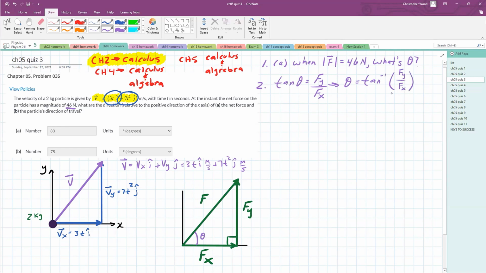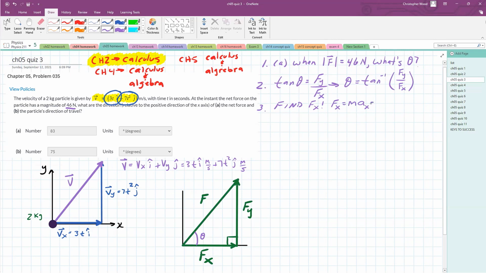Okay, so are we done? Let's see. No, because I don't know Fy or Fx. So let's start worrying about those. Find Fx. Time to find Fx. I know this. Newton's second law says Fx equals m times ax. Generically speaking, F equals ma. Specifically for the x dimension, Fx equals max.